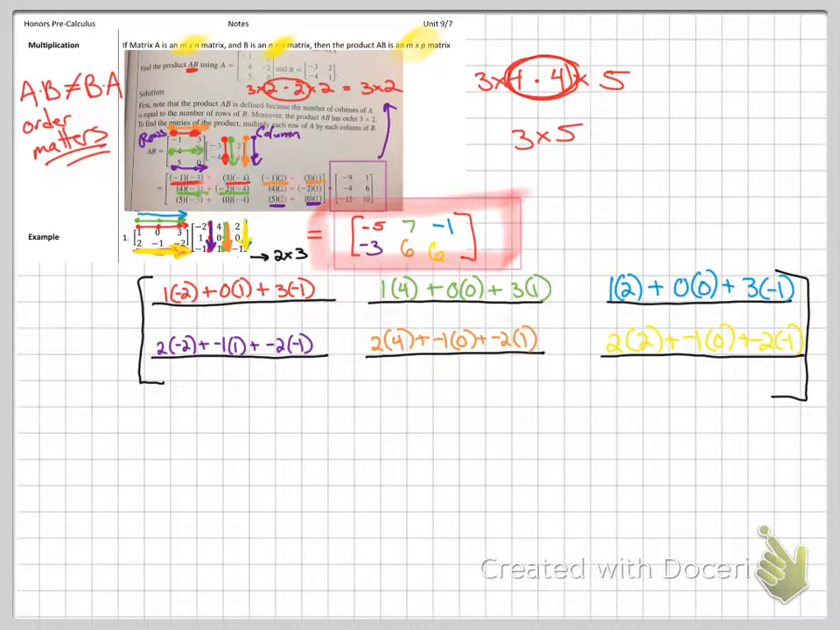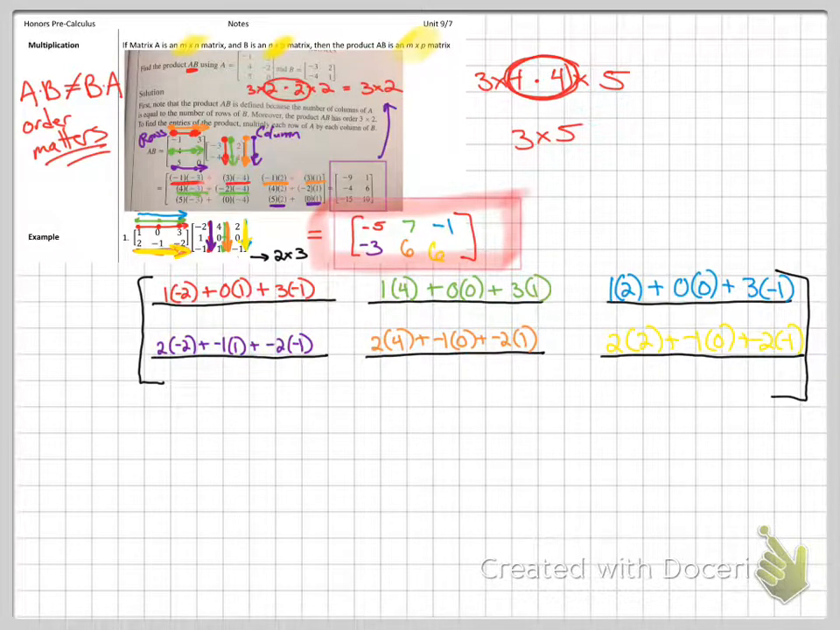Okay, a couple things to notice when you're doing these. I might make some highlights, but I'm going to erase them after I talk. Notice my top row, every single one went 1, 0, 3, 1, 0, 3, 1, 0, 3, because that all came from the top row of my first matrix. Bottom row, they all go 2, -1, -2, 2, -1, -2, 2, -1, -2, because that all came from the bottom row of my first matrix.